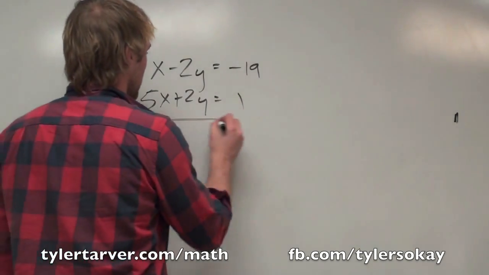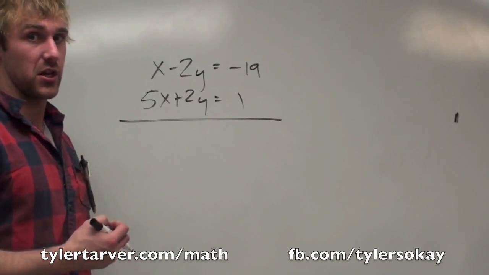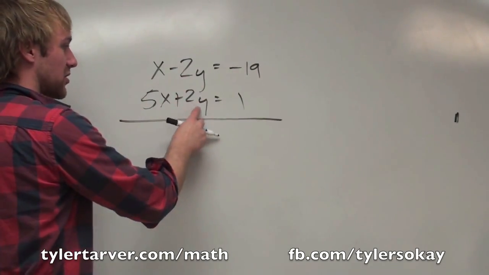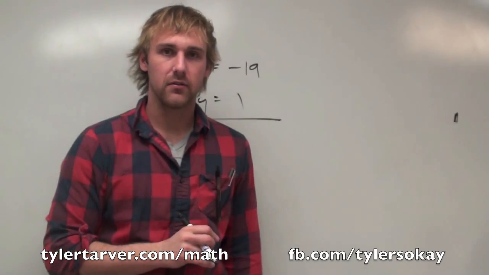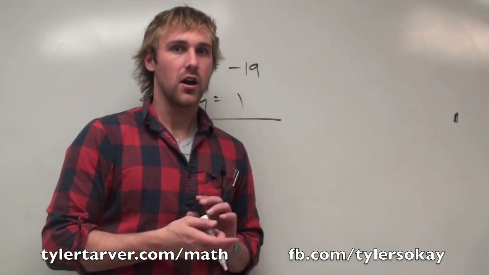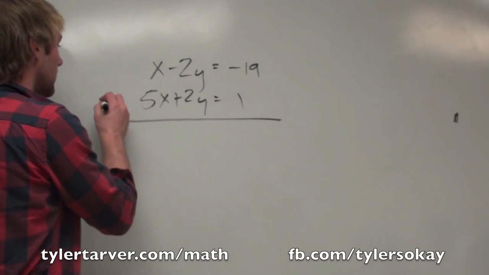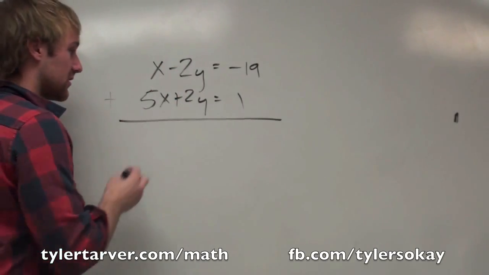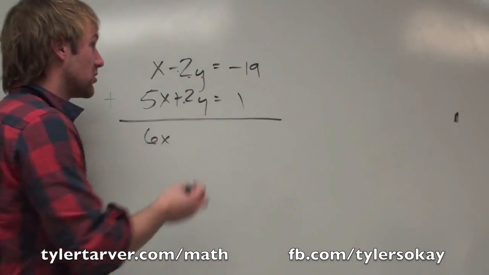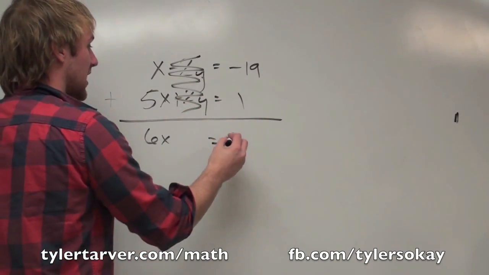What you do with elimination is you want to get it to where either the x's or the y's are complete opposites of each other. This one, they already are. Negative 2y, positive 2y. If I added those together, what would happen? Elimination. They would cancel out. So I essentially add these two together. x plus 5x is 6x. Negative 2y plus 2y is 0, so they cancel out. That's where the elimination comes in. And then negative 19 plus 1 is negative 18.